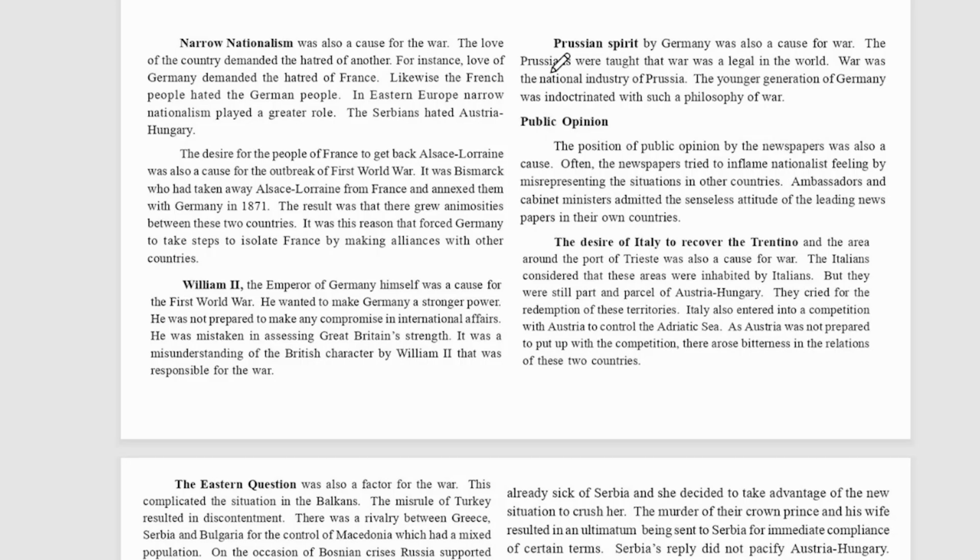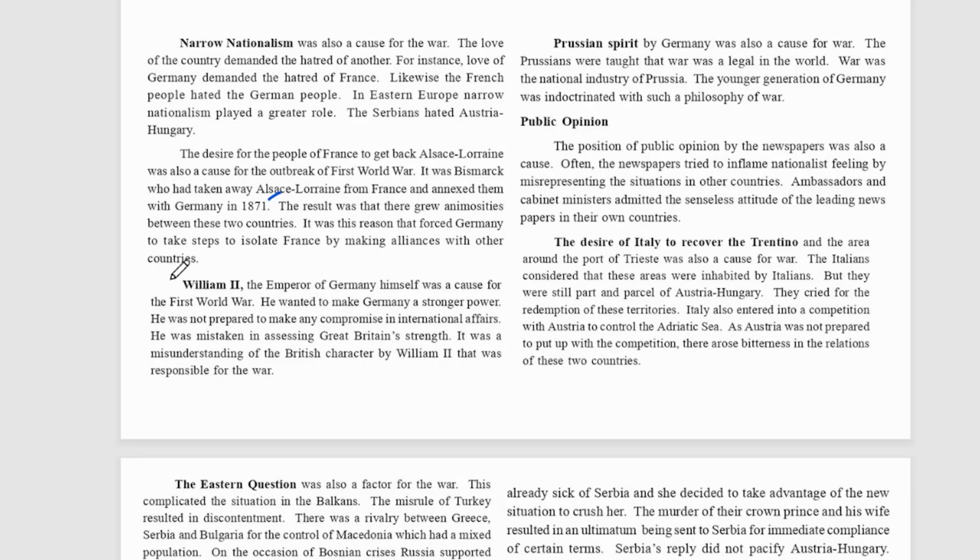And the desire of the people of France to get back Alsace-Lorraine was also a cause for the outbreak of the First World War. And it was Bismarck who had taken away Alsace-Lorraine from France and annexed it to Germany in 1871. And the result was that enmities grew between these two countries. And it was this reason that forced Germany to take steps to isolate France by making alliances with the other countries.